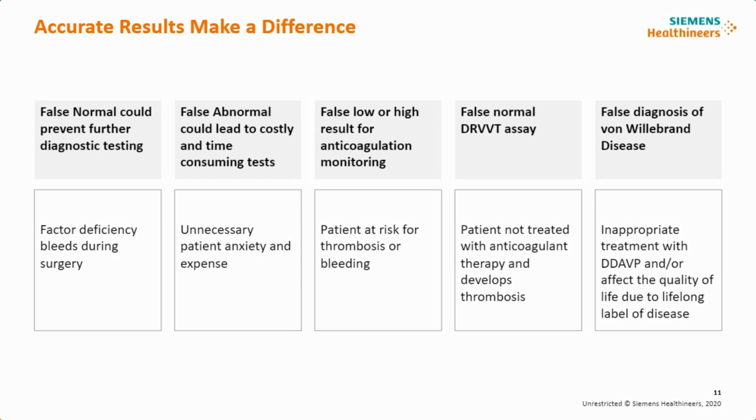Another example is what happens if you have low or high anticoagulation monitoring effects. That could result in the patient being at higher risk for thrombosis due to under-anticoagulation, or at risk for bleeding due to over-anticoagulation. So being able to provide those adequate, correct results truly does make a difference in patient care.